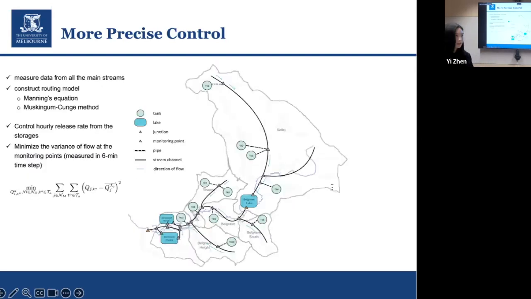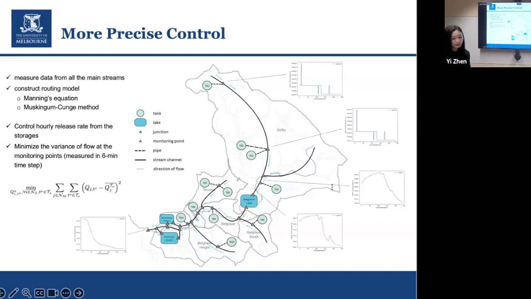And instead of the simple model, we are now working with this more detailed model that accounts for the flow dynamics within the system. So we went out to measure the data for all the main streams and construct this routing model to simulate the water flow in the systems. So we use Manning's equation to simulate the water flow in the pipes that connect the tanks to the stream, and use the Muskingum method to simulate the water flow in the stream channels.